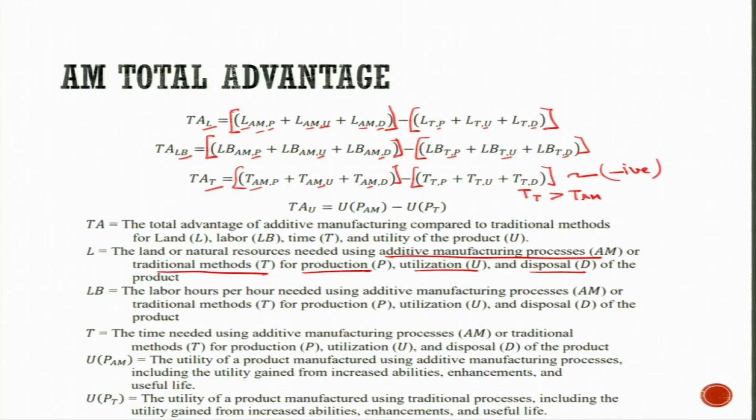Total advantage for the utilization or utility of the product, so UPAM, the utility of the product manufactured using additive manufacturing processes, including the utility gained from increased abilities, enhancement and useful life. Then U for PT, that is for the traditional processes, is again the abilities, enhancement and useful life for traditional processes. This total advantage for the utilities would be utilities for additive manufacturing minus utilities for the traditional system. This is also one of the models given.